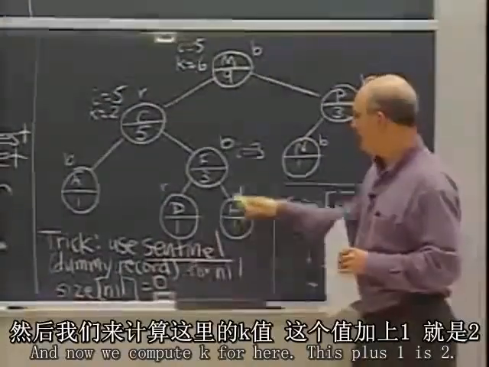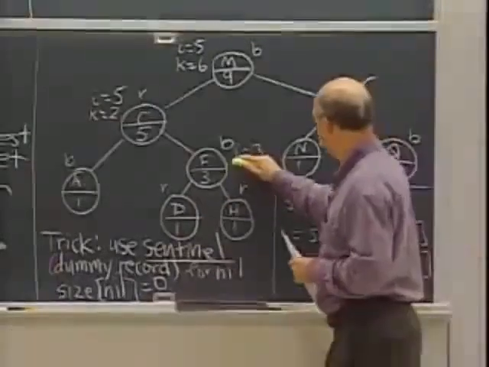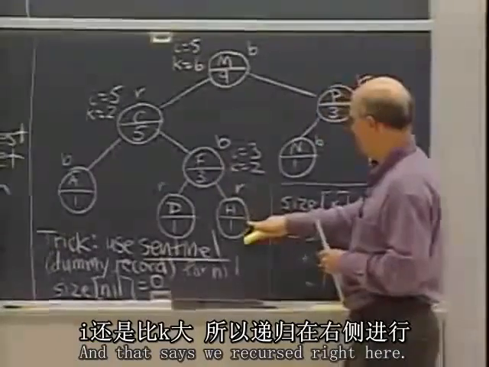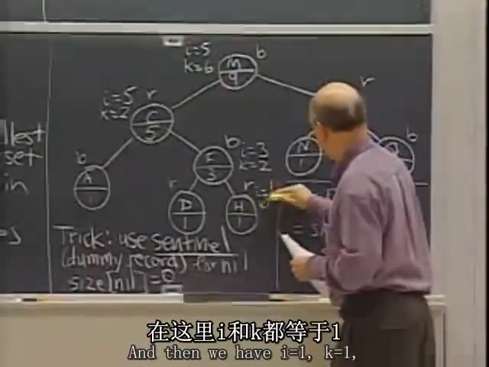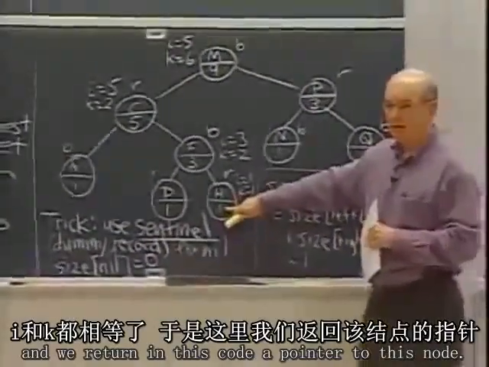Okay? And now we compute k for here. So this plus 1 is 2. Okay? And that says we recurse right here. And then we have i equals 1, k equals 1. And we return, in this code, a pointer to this node.